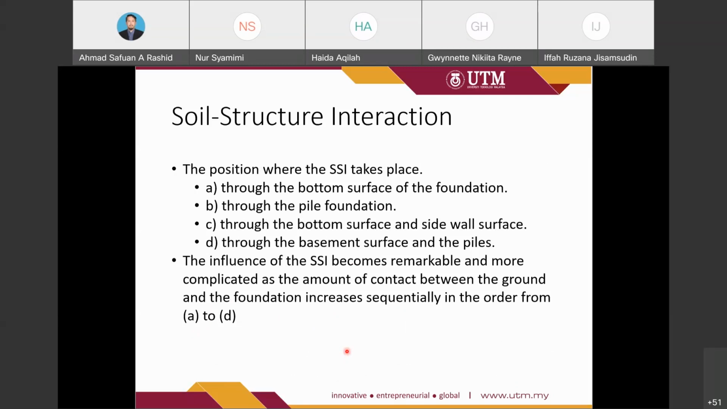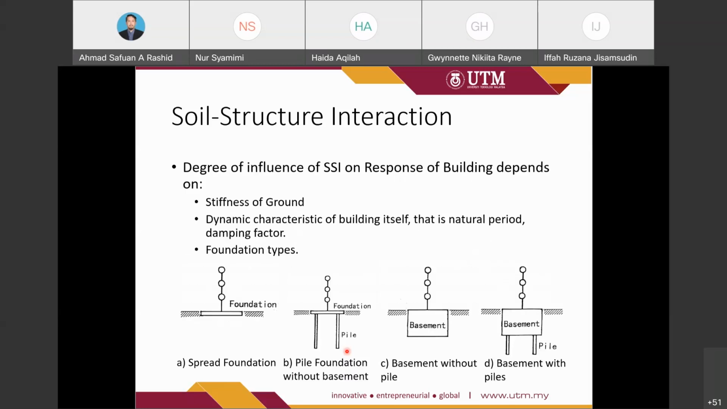So the influence of the SSI becomes remarkable and more complicated as the amount of contact between the ground and the foundation increases, sequentially in order from A to D. So the simple one is A, and then when it comes to pile, it becomes a little bit complicated, and most complicated for the basement with pile.